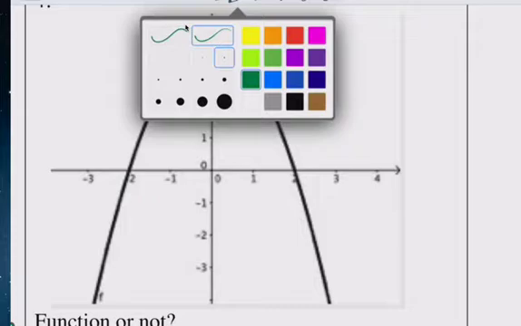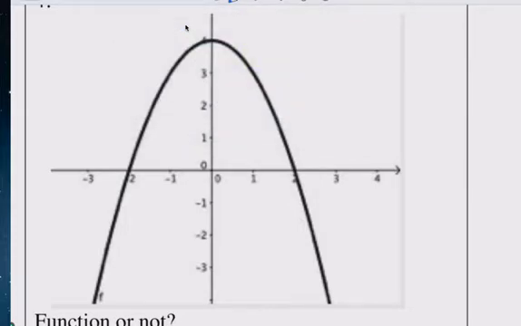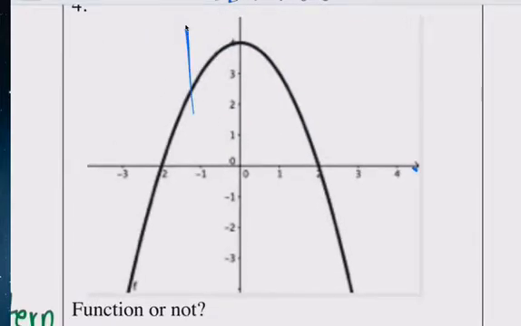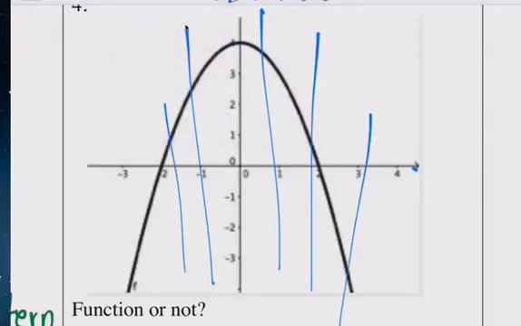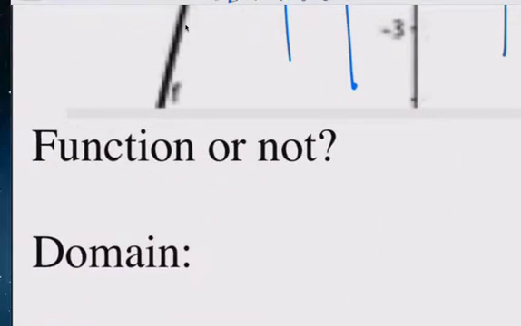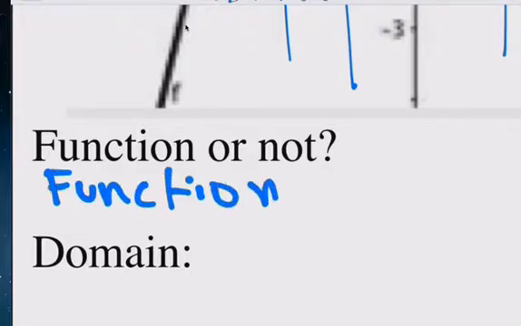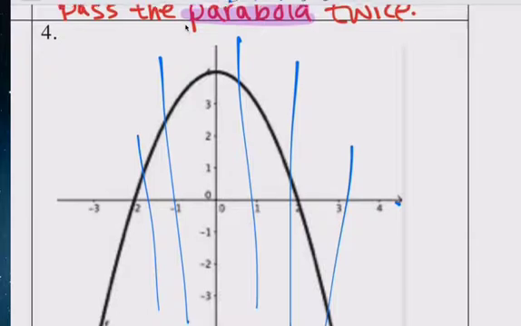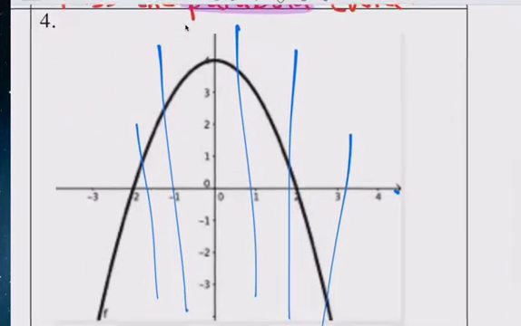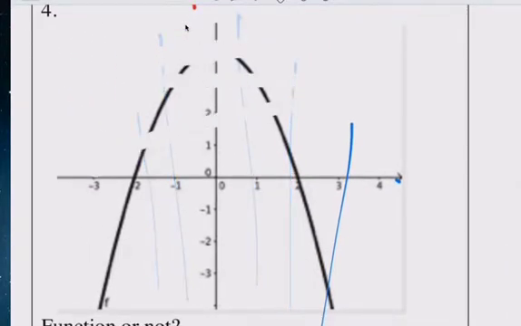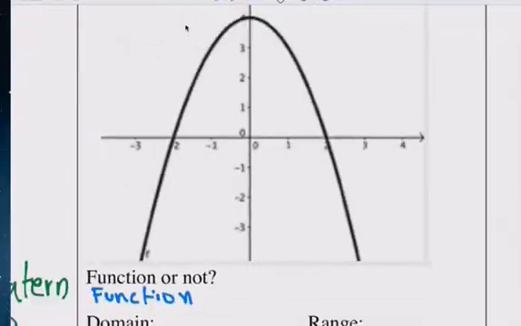Okay? So here, let's start: function or not. Obviously, it's going to be a function because it only passes the vertical line once. Function, because I'll let you finish that, because most students have problems with domain and range more. I'll go over it more on Monday.